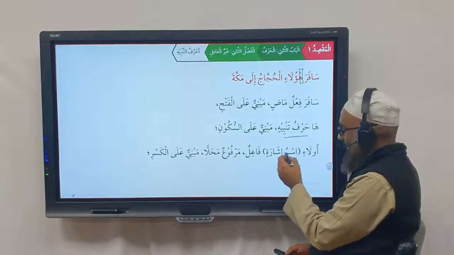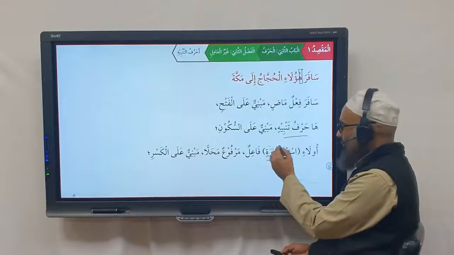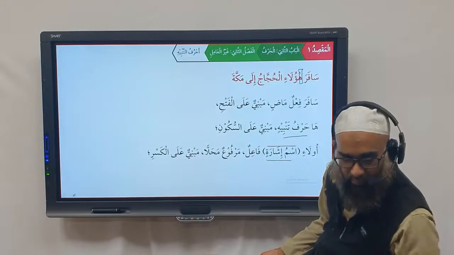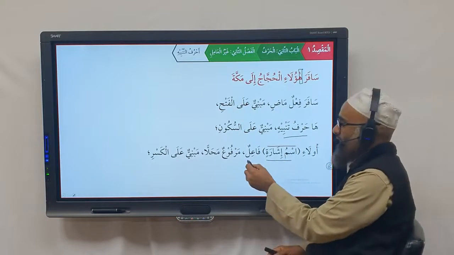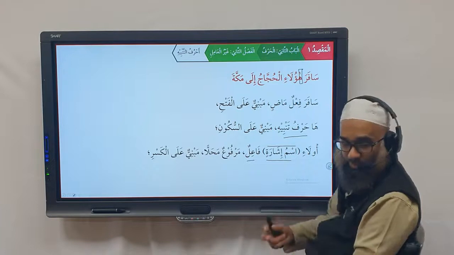Ula'i, that's become Ismul Ishara. So we put it in brackets here, but you don't really label it, but you can. But we say this is the Ismul Ishara, and Fa'il marfu'un mahallan because mabni al-kasri. Do you understand how to do the I'rab of this?